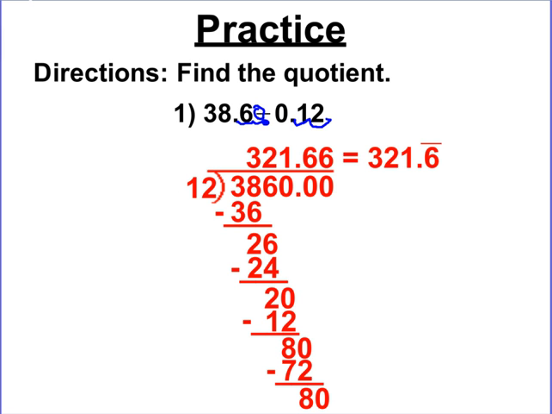Okay, so let me clear those. Do your long division. 12 cannot go into 3, but 12 goes into 38 3 times. 3 times 12 is 36. Subtract to get 2. Bring down your 6. 12 goes into 26 2 times. 2 times 12 is 24. Subtract to get 2. Bring down your 0. 12 goes into 20 1 time. So 1 times 12 is 12. Subtract to get 8. Bring down your 0.